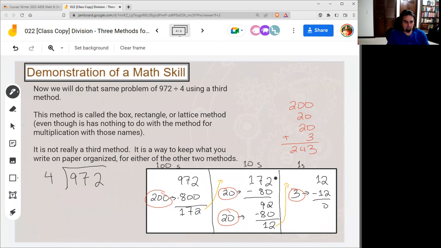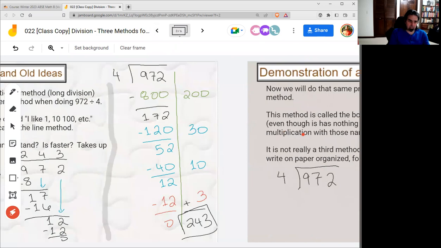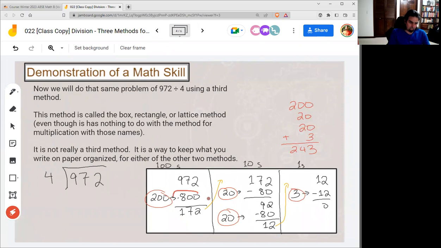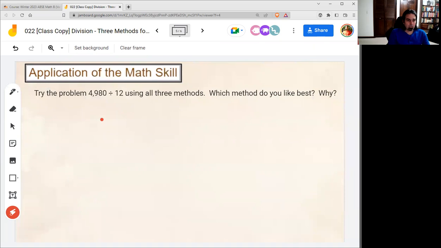So this is almost the same as the line method. It's just organized differently. Instead of going down one line and dripping things away, we're saying I'm taking away 100 at a time, 10 at a time, and ones. Okay, ready for more examples? So, big problem, but that's okay. We can handle it.